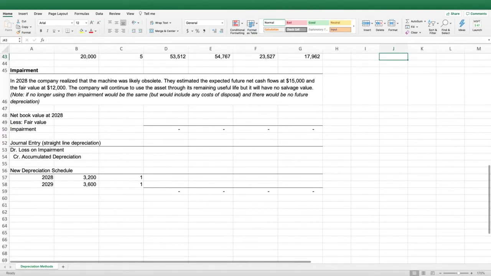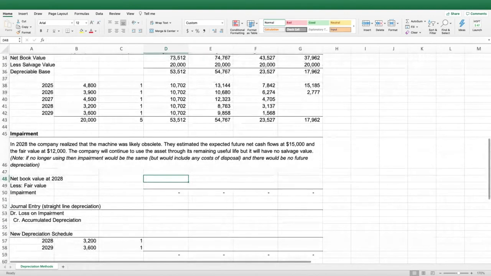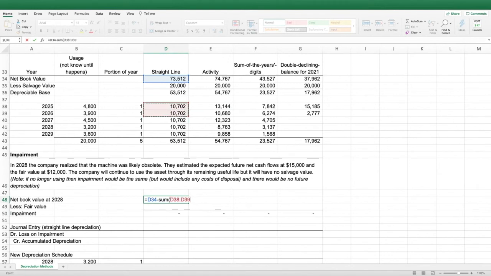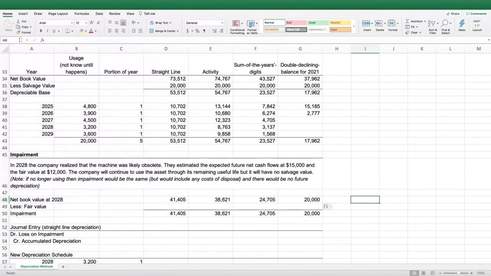So regardless, step 1 is figuring out, well, what is our net book value in 2028? So our net book value, we'll just calculate this for each one, is going to be our book value minus the sum of those 3 years of depreciation. So our net book value under the straight line would be 41,405, and then I'll just drag that over and it'll give it to me for all the rest. So there's our net book value.